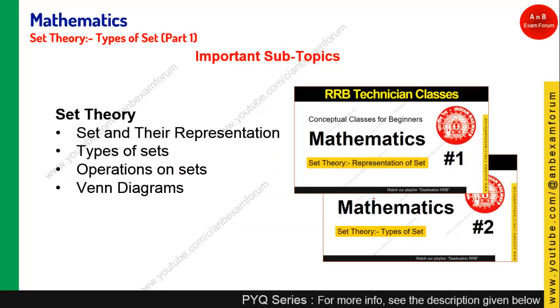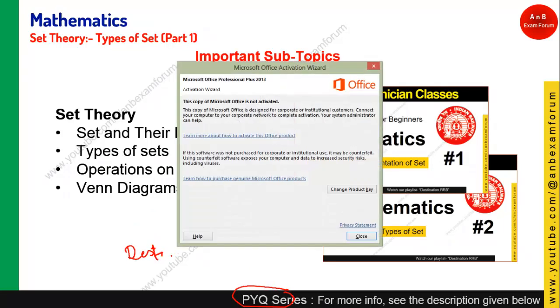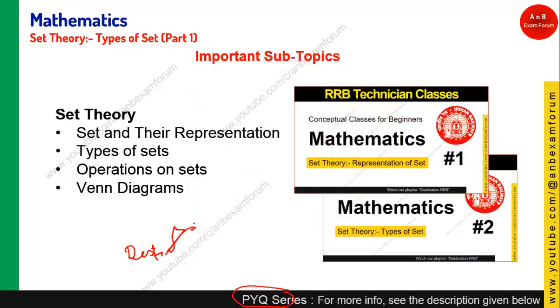So as usual, here are the important subtopics that you should know before going into this session. In set theory, we have different topics that you need to cover, like what is a set and its representation, types of sets, operations on sets, and Venn diagrams. The theory portion of all these chapters we have already covered. It is in our playlist, the PYQ series known as Destination RRB.